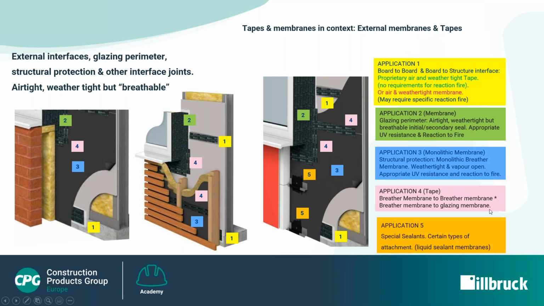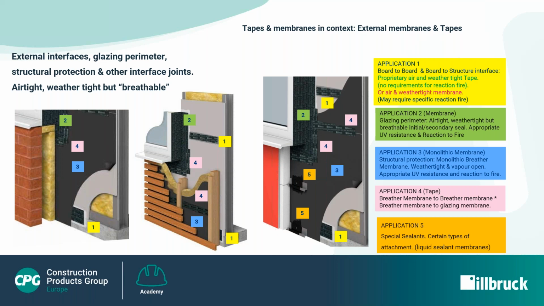In a framed and sheathed wall, there are a variety of tapes and membrane seals to be applied to the external backing wall, because this is where so many of the construction interfaces converge. Application 1 is a board-to-board and board-to-structure interface. Proprietary air and weather tapes are often used in this application, and sometimes membranes. It very much depends on whether a specific reaction to fire is required or whether costs need to be considered.